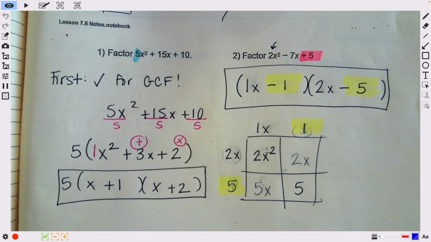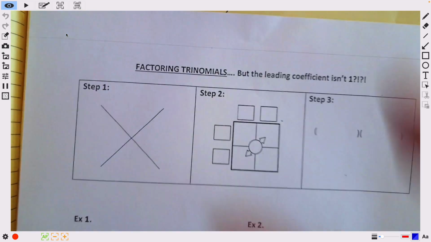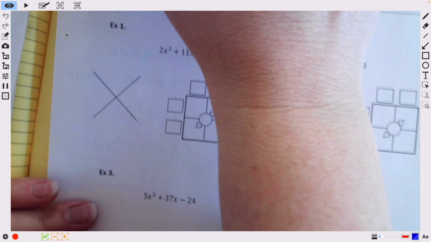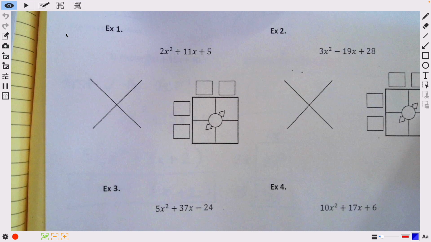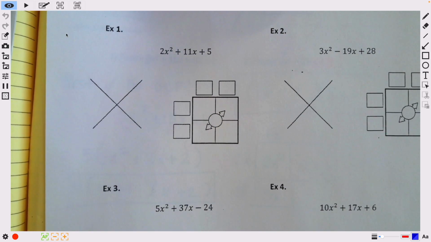Grab the sheet that I handed you that looks like this, please. Okay, I'm gonna show you guess and check one more time. And then I'm gonna show you the super fancy method that always works, but it takes a lot of memorization. Bigger one now. Yes, it's a bigger one.